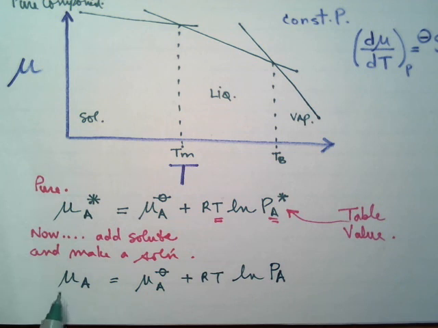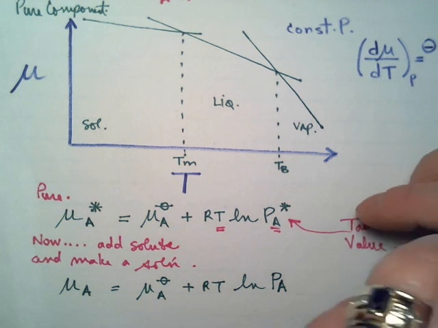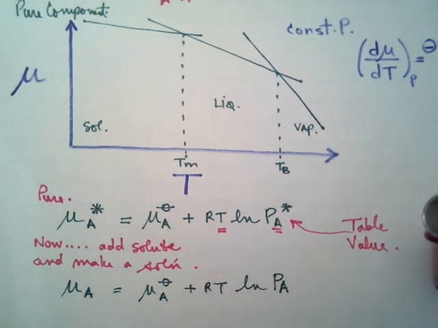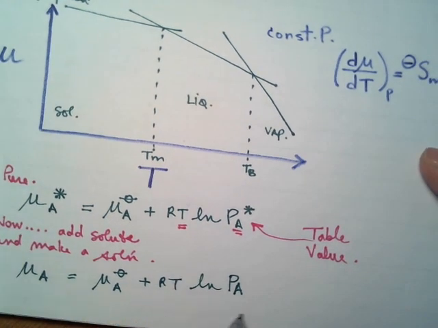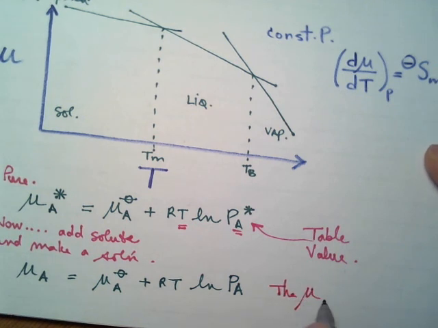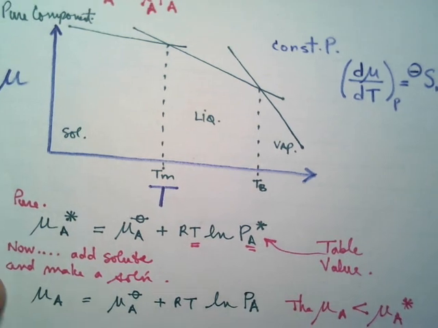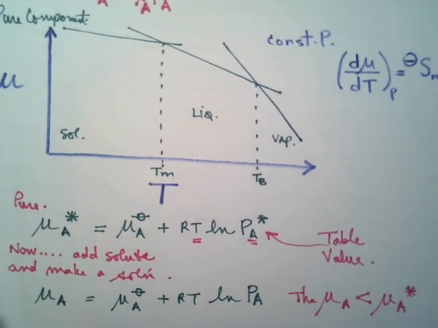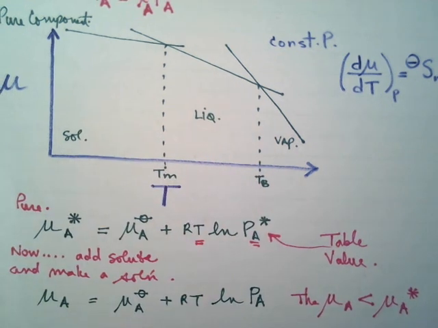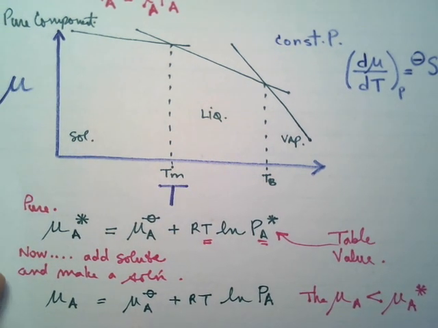So, what's the moral of this story? Well, we would say that the chemical potential of A is less than the chemical potential of A pure. It is less. It lowers the chemical potential. So how does that translate into this graph? Let's think about that. How would I illustrate that? I'll let you think.